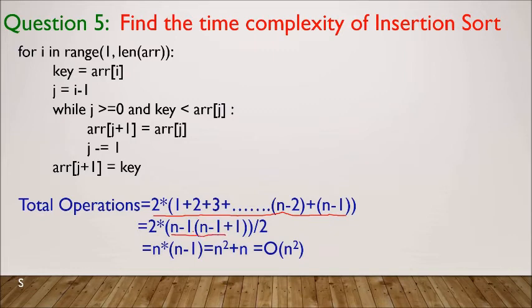That is the formula, which I have used here. So finally I'll get this result, because this 2 can be cancelled with that 2. So finally we will get n into n minus 1. When we open it, it will become n square plus n. The dominant term is obviously n square, so the complexity will be n square.